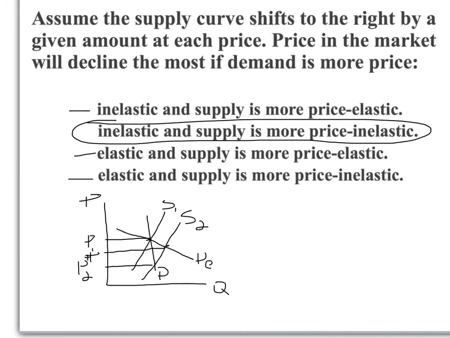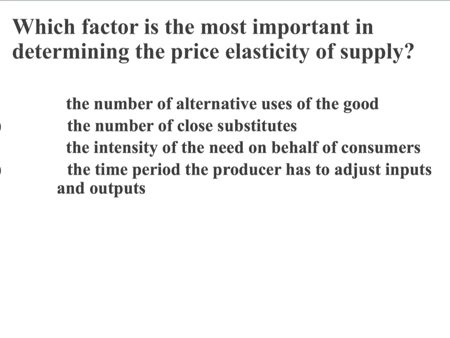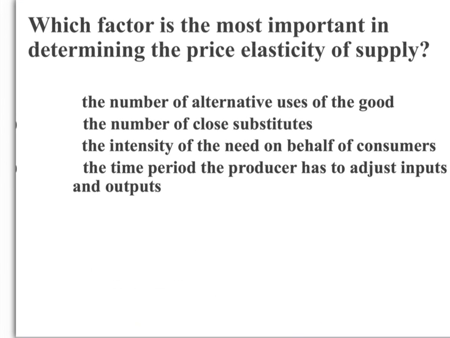Let's see if we can do one more problem here. Okay, this one is asking which factor is the most important in determining the price elasticity of supply. Remember that the price elasticity of supply has to do with how quickly producers can change their production quantity in response to a change in the price. So it doesn't have to do at all with how much consumers can change their consumption if the price changes, which is what the first choice tells you.